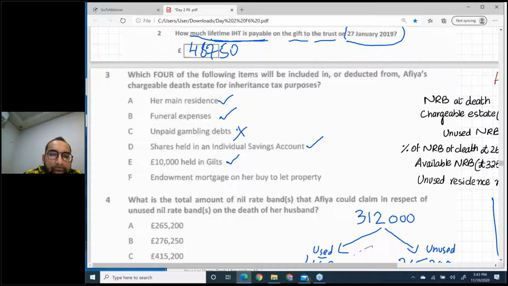Endowment mortgage, never. An endowment mortgage is never deducted from the estate, because we are no more responsible for paying this endowment mortgage. The insurance company pays this. Okay. So this was the easy part. Done.